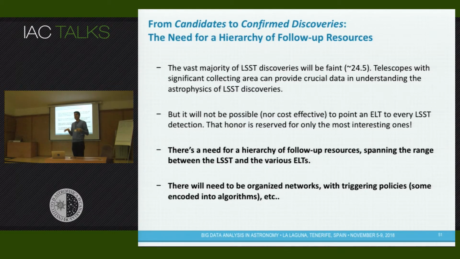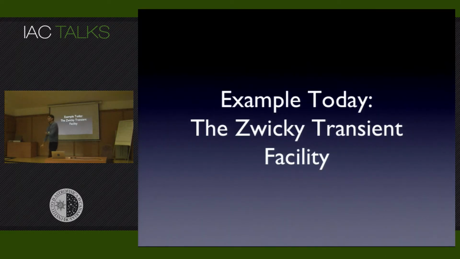So what you need to really be effective with LSST transients is a hierarchy of follow-up resources. So you want telescopes that span the range between what you have in LSST and eventually a 30-meter telescope. You're going to start with potentially thousands or hundreds of interesting candidates. You need to winnow that down to that one that you may really send to a really big telescope every couple of weeks. And for that, we don't have that many telescopes in the world, so we need some kind of organization.